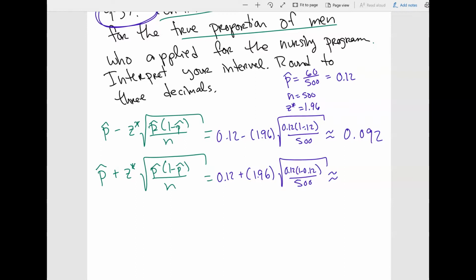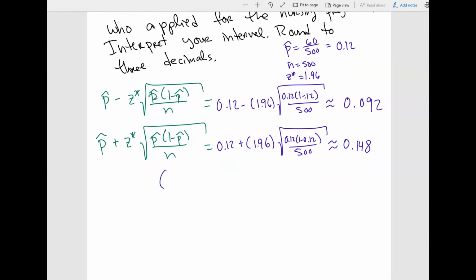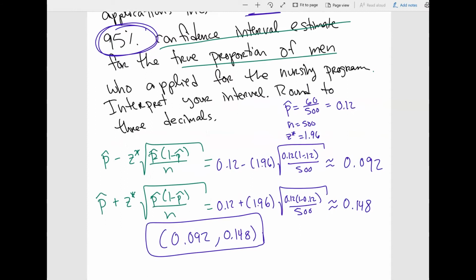Whoops, I did that wrong. Let me go ahead and do it in the calculator right now too. So I'm going to change that to a plus, and I ended up getting 0.148. Okay, so my confidence interval is going to be 0.092 and 0.148. Or you can do 9% and 14%. Now we're not done. We found our confidence interval, so that's good. Now we're going to have to interpret our interval.